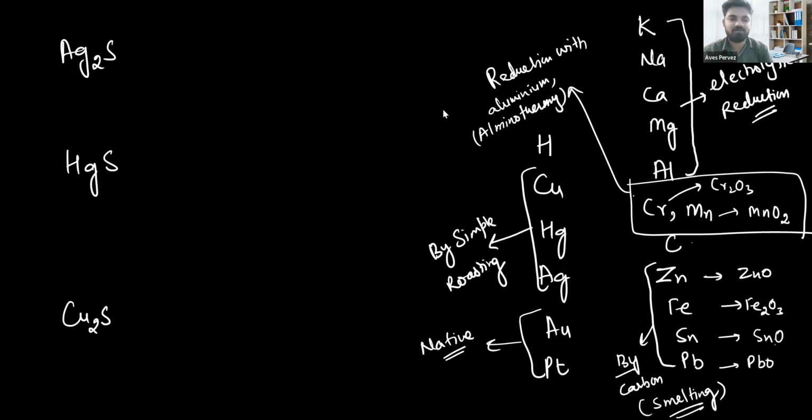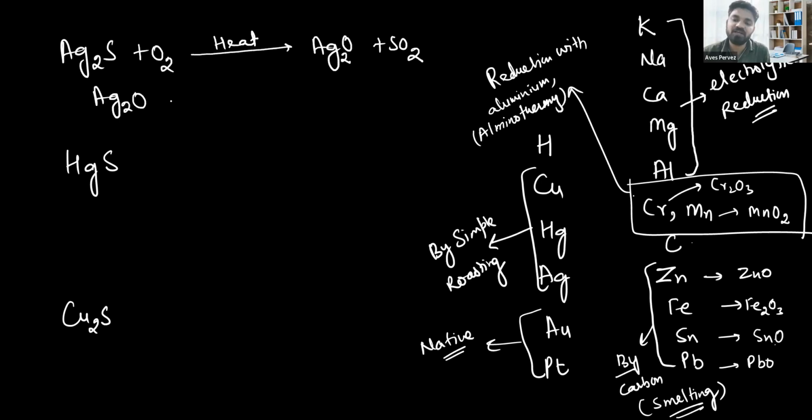Done? So if I'm saying how these metals can be reduced by simple roasting, look at this, this is very important. If silver exists in Ag2S form, when you heat it in the presence of oxygen, that is considered roasting. When you heat it, it will get converted into Ag2O plus SO2. And on continuous heating, Ag2O gives you simple Ag plus O2. So by simple heating, you can get Ag solid.